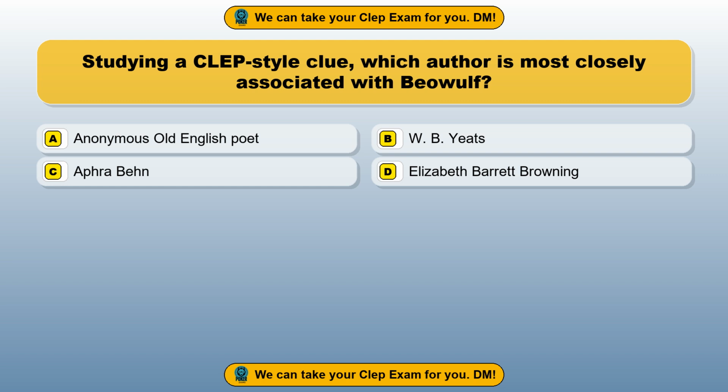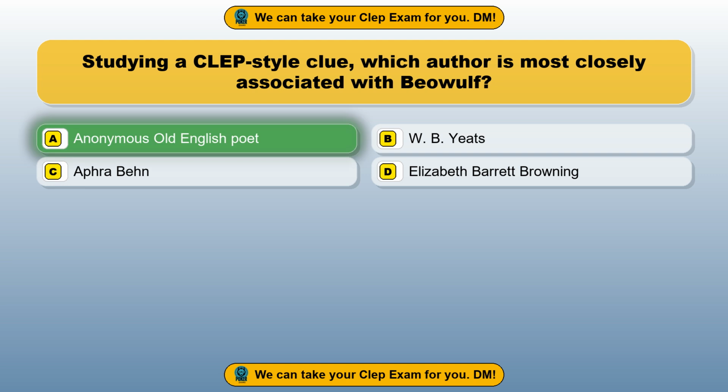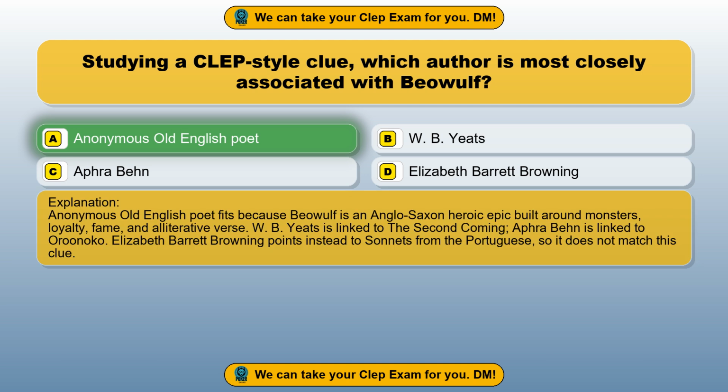Option A, Anonymous Old English poet. Option B, W.B. Yeats. Option C, Aphra Behn. Option D, Elizabeth Barrett Browning. The correct answer is option A, Anonymous Old English poet. Anonymous Old English poet fits because Beowulf is an Anglo-Saxon heroic epic built around monsters, loyalty, fame, and alliterative verse.